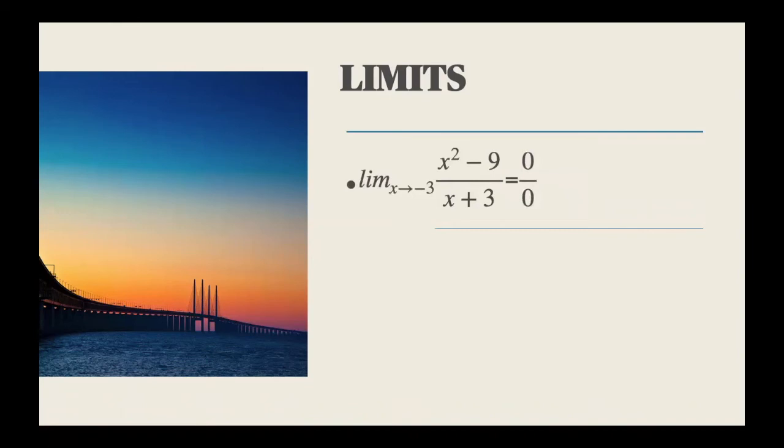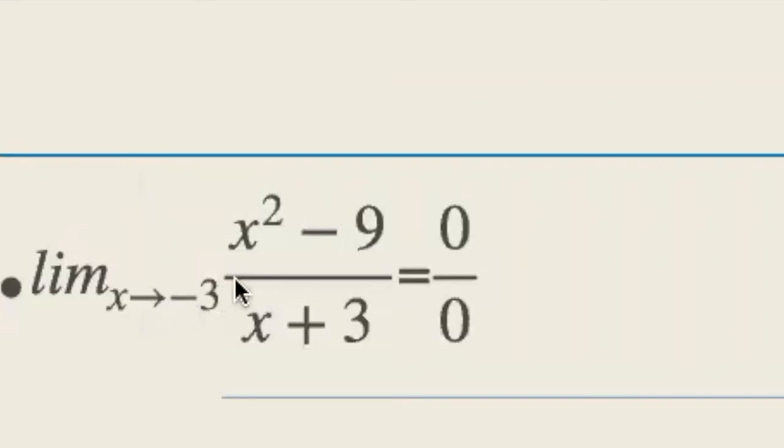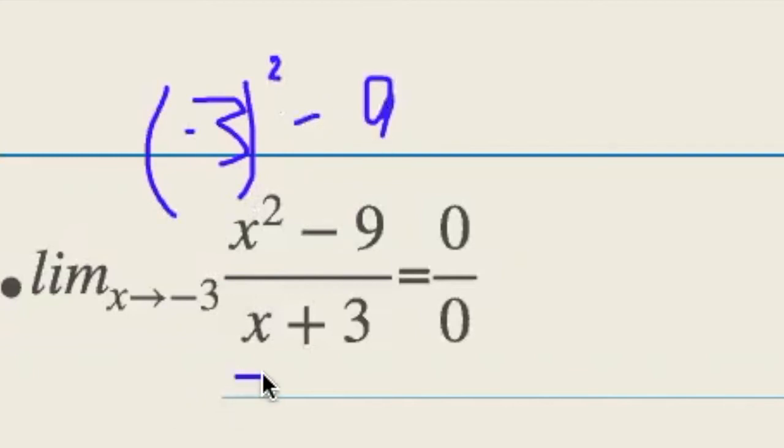So for this one, if you realize we have 0 over 0 again, how is that so? So let's substitute x equal negative 3 into the function. So negative 3, replace it in the numerator. So we have minus 3 squared, take away 9. And in the denominator, we have minus 3 plus 3. So minus 3 squared is 9, and 9 minus 9, that's 0. Minus 3 plus 3, that gives me 0. So that's how we have 0 over 0.